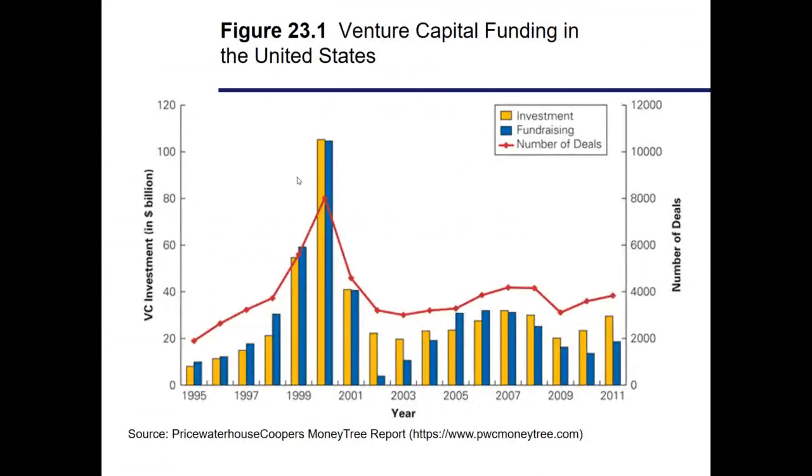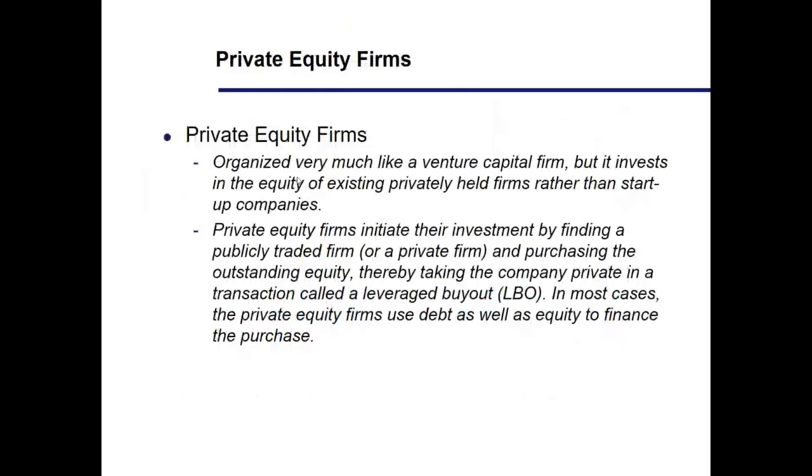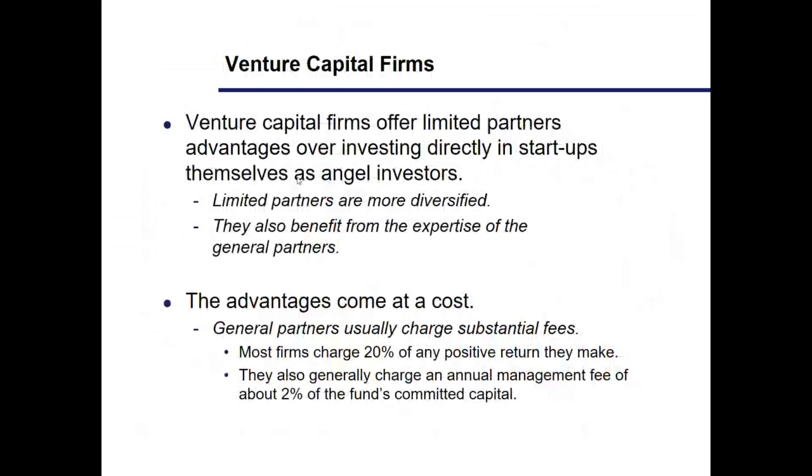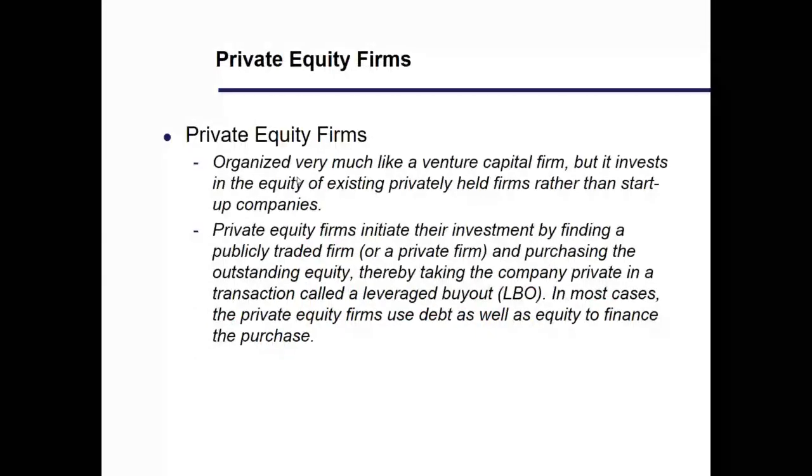As you can see, the number was exploding in 2000, and then it calmed down a little bit, and then you go to approximately 40 billion, which is about 40,000 deals over the period of 2003 to 2011. That is about the VC. The VC invests in those kinds of startup companies.